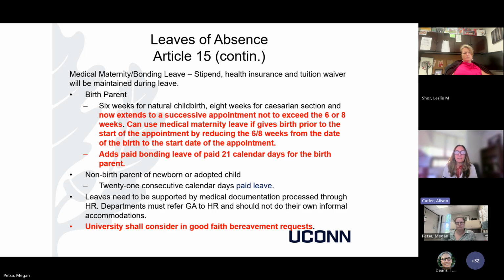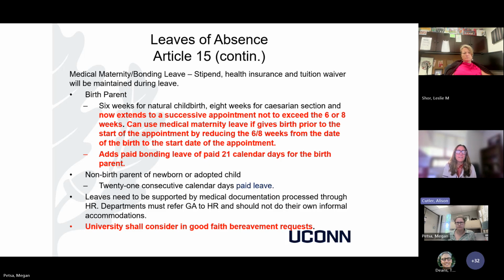Another thing is that for the birth parent, you can then also use a bonding leave, just like the non-birth parent. So it doesn't necessarily have to happen right after the birth, the 6 or 8 weeks, medical leave. So they're now getting an extra 21 days, but it's bonding and it's not a medical leave.